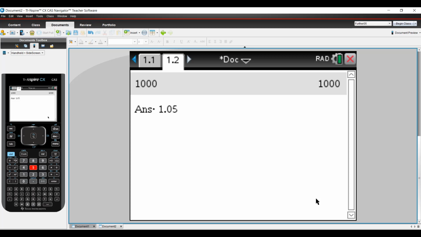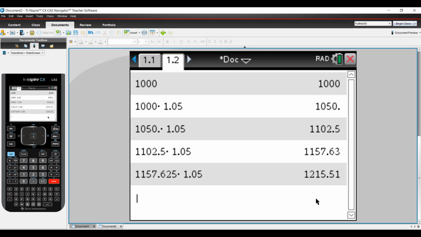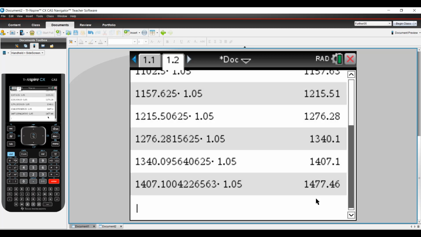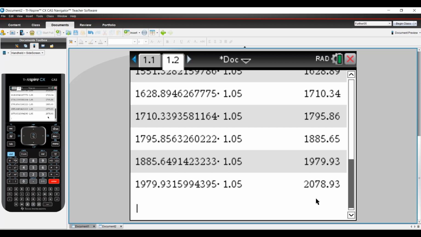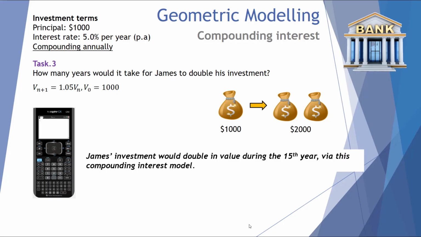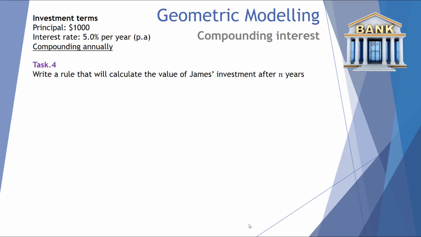Let's count this out. 1 year, 2, 3, 4, 5, 6, 7, 8, 9, 10, 11, 12, 13, 14, 15. So in the 15th year, the balance of his account would have doubled to in excess of $2,000. As we just discovered, James's investment would double in value during the 15th year via this compounding interest model.